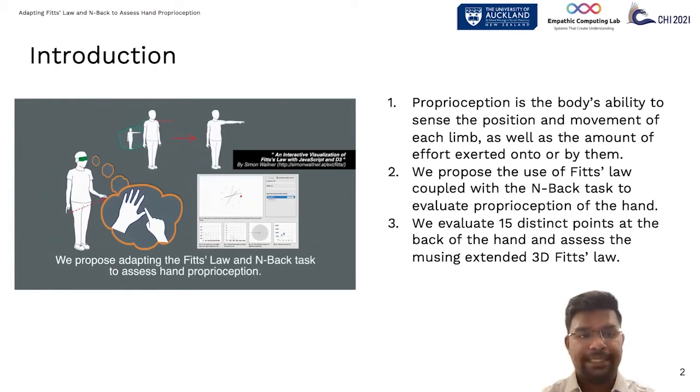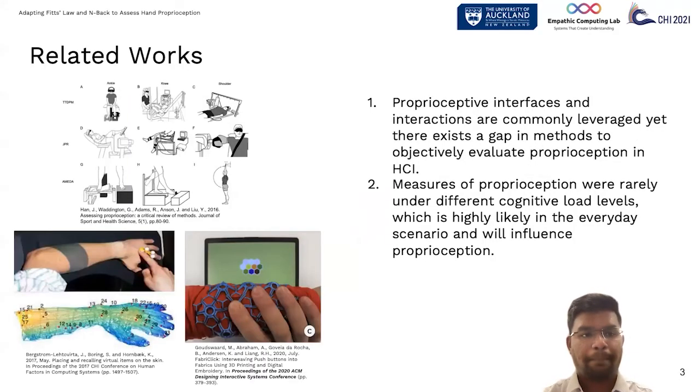Proprioception is the body's ability to sense the position and movement of each limb as well as the amount of effort exerted onto or by them. In this work, we are proposing the use of Fitts law along with n-back task to evaluate proprioception of the hand. We evaluated 15 distinct points at the back of the hand, such as knuckle, middle knuckle, nail, across all fingers using extended 3D Fitts law.